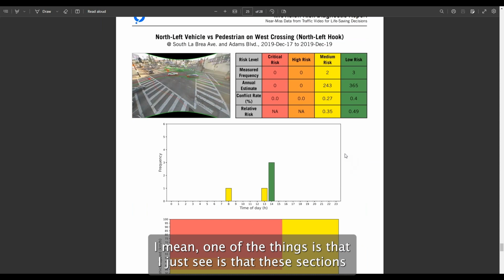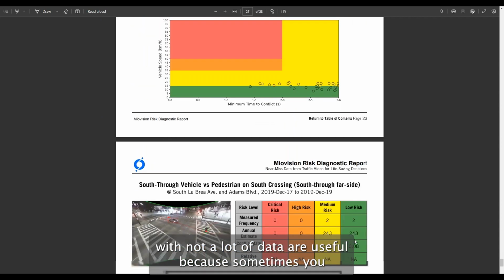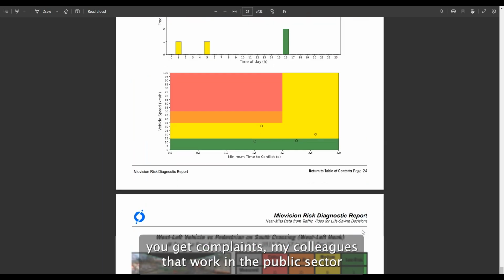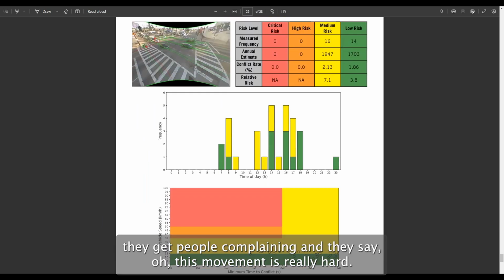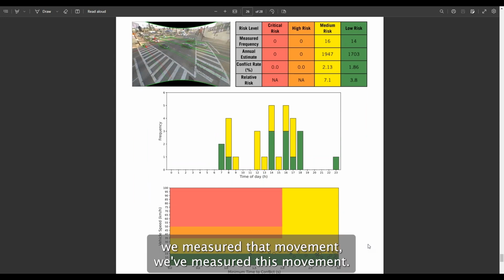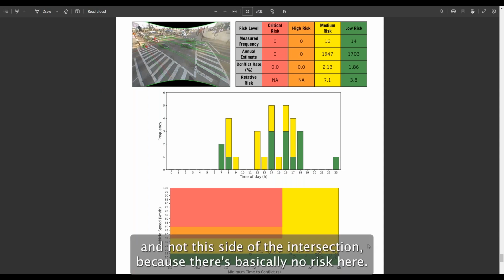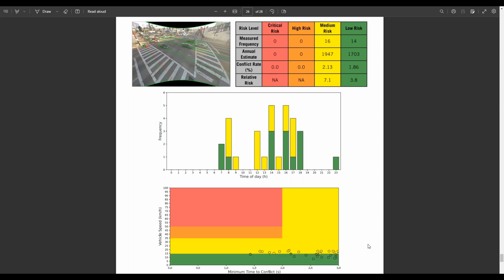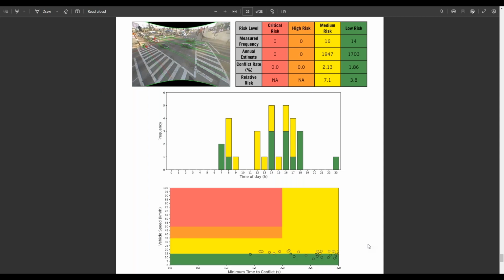One other thing I'd say is that these sections with not a lot of data are useful, because sometimes you get complaints. My colleagues that work in the public sector get people complaining, saying this movement is really hard, you need to do something about X or Y. Then you can show them, okay, we measured that movement, we measured this movement. That's why we did the treatment on this side and not this side of the intersection, because there's basically no risk here. So it's very helpful in justifying why you didn't do something as well. Yeah, that makes a lot of sense. No, I totally agree.